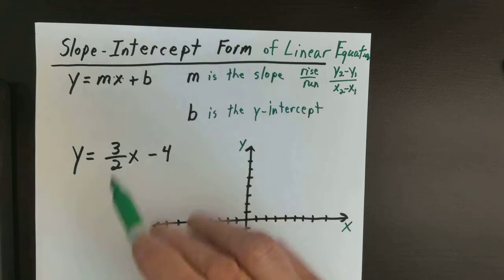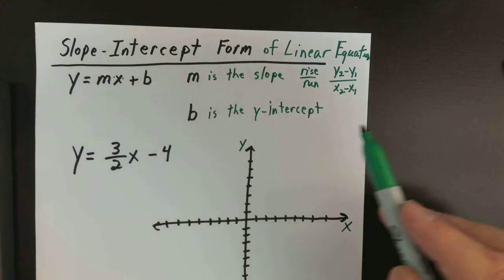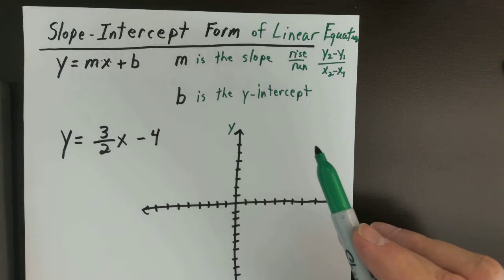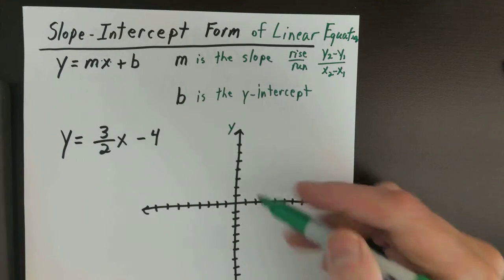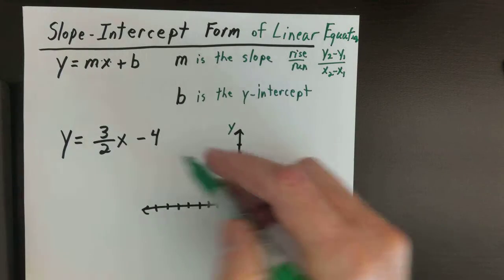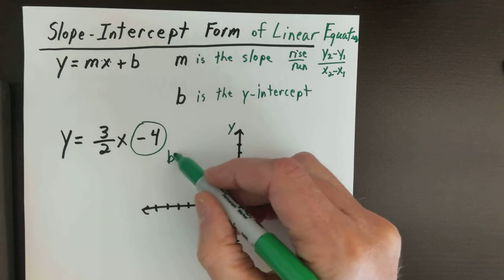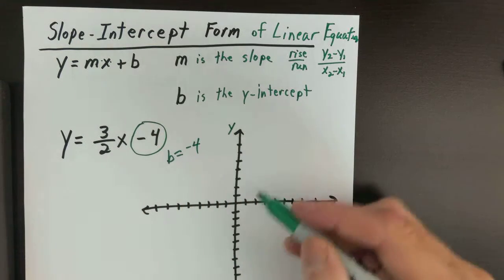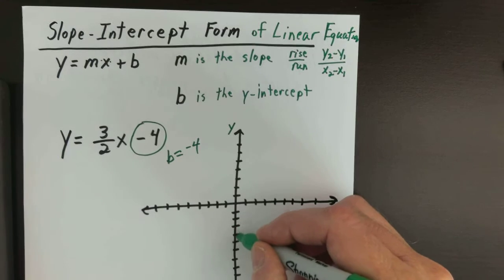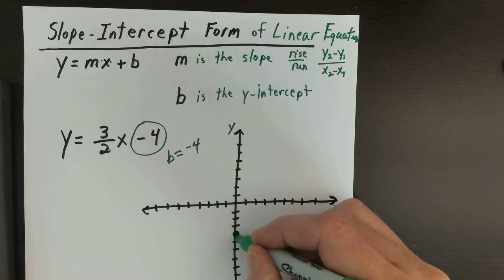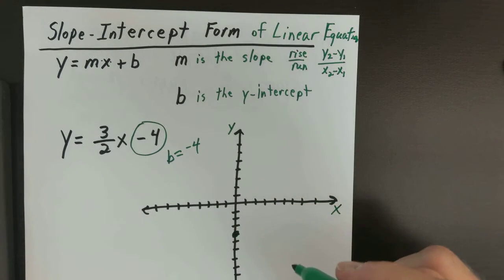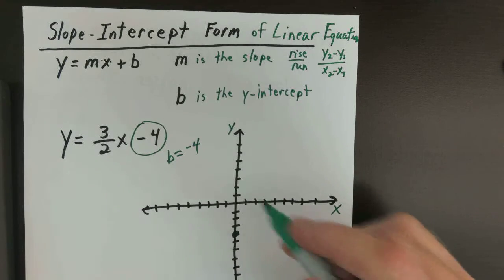So this is an example here. I got y equals 3/2 times x minus 4. The first thing to start with is the y-intercept. Let's go with b is -4. And 1, 2, 3, 4. I know that 0, -4 then is a point on the line. The line passes through that point.